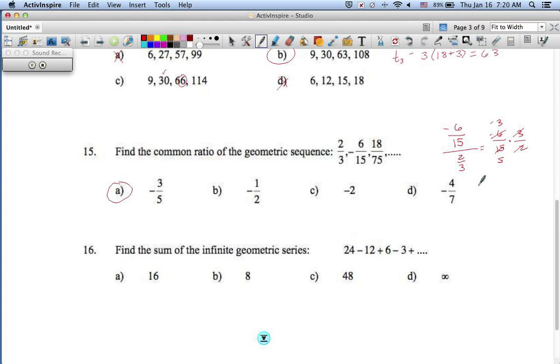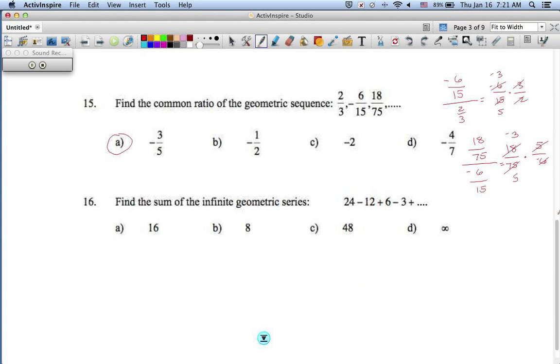Okay, and remember, you can always do the other way too. 18 over 75 divided by negative 6 over 15, which again will reduce when you multiply by the reciprocal. 15 and negative 6. So you have 18 and 6 reduced to a negative 3, and the 15 and the 75 reduced to a 5. So you have negative 3/5 both ways.